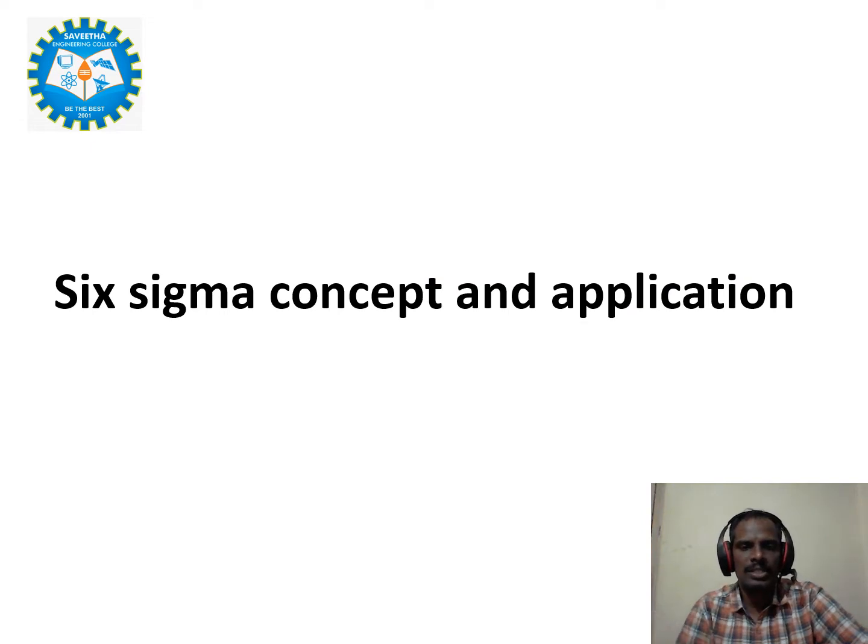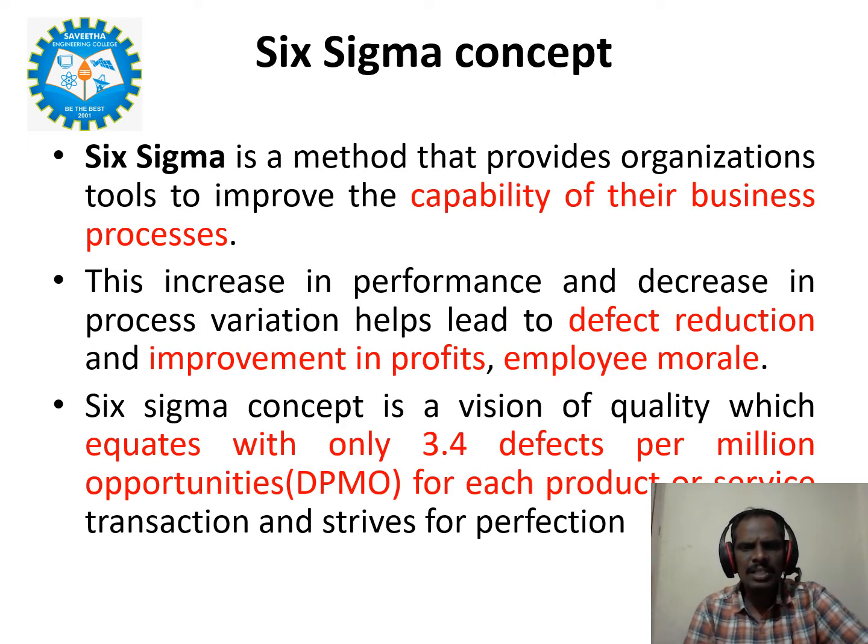Now we move on to the next topic, Six Sigma concepts and their applications. Six Sigma is a method that provides the organization a tool to improve the capability of its business processes. Already we have discussed in previous classes the peak values, the increasing trend from the lower negative values to the positive values, and this type of graph is also called a Gaussian graph. On this graph, the range from -3 sigma to +3 sigma, the total, is called the Six Sigma value.